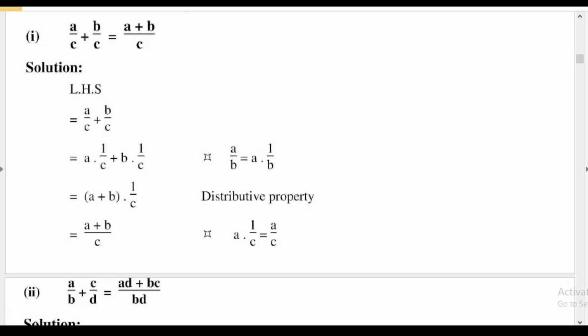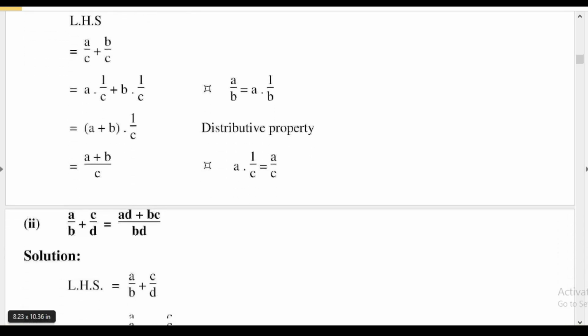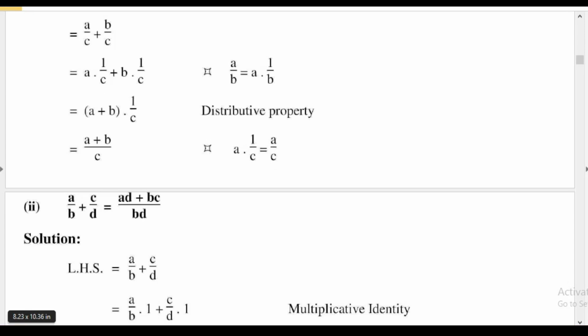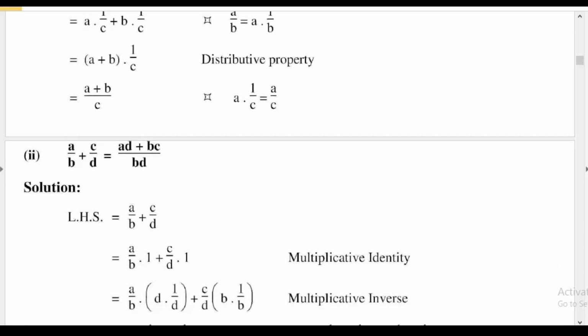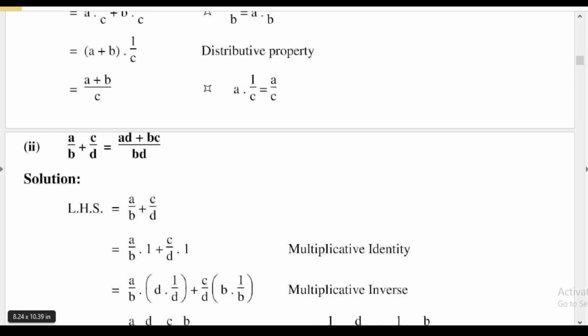Next, part number 2, that is A divided by B plus C divided by D is equal to AD plus BC divided by BD. So taking the left hand side, that is A divided by B plus C divided by D. So A divided by B dot 1 plus C divided by D dot 1, that is, the 1 is the multiplicative identity. So the multiplicative identity can also be applied in the form of D dot 1 divided by D.